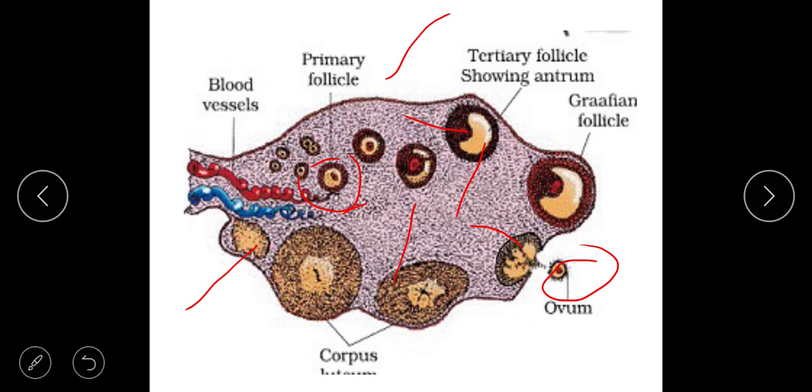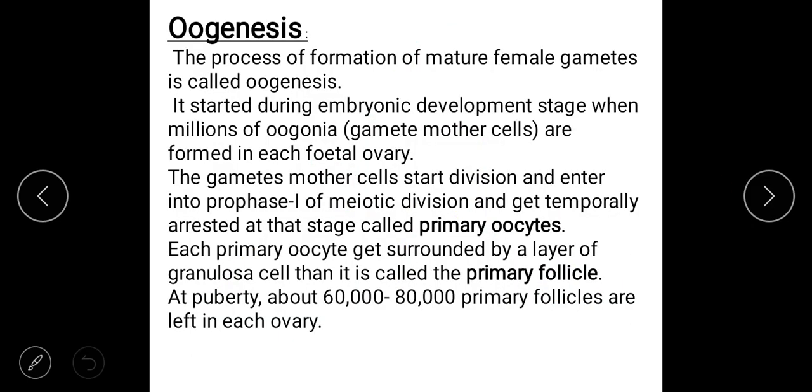It is easy to say that the primary follicle has converted into secondary follicle, then the tertiary follicle and the Graafian. All of these events are taking place. You can see the maturation or the growth of the follicle is taking place under the guidance of hormones. So there is hormonal control also in oogenesis. In this oogenesis, I have already mentioned how many follicles you can see at the time of puberty. Normally 60,000 to 80,000 primary follicles are left in each ovary.